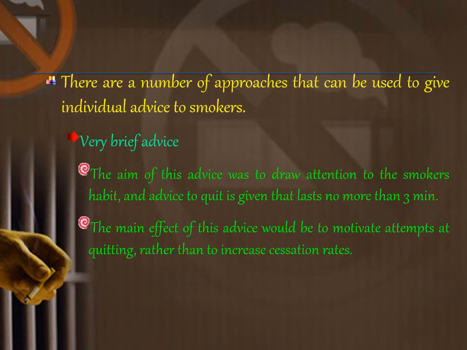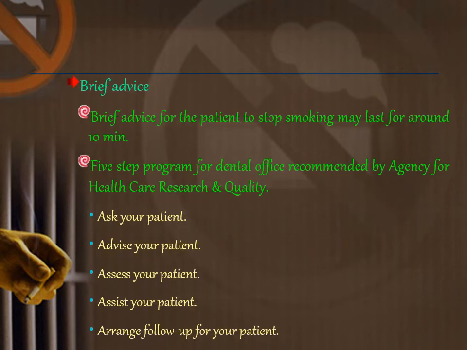There are a number of approaches that can be used to give individual advice to smokers. Very brief advice: the aim of this advice is to draw attention to the smoker's habit, and advice to quit is given that lasts no more than 3 minutes. The main effect of this advice would be to motivate attempts at quitting rather than to increase cessation rate.